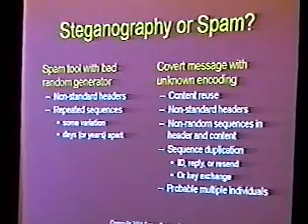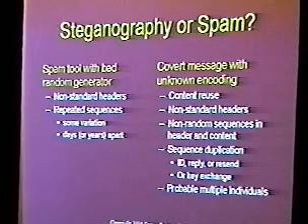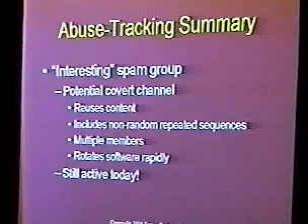The other thing is, we monitor multiple email addresses, and some email addresses receive email from this group, and then others, and then sometimes both, indicating multiple mailing lists. So there's probably multiple individuals involved. So to summarize the abuse tracking group, they're an interesting spam group. They're a potential covert channel because they reuse content, they include non-random repeated sequences, they appear to have multiple members, and they rotate their software rapidly. In other words, they stand out as being weird, but we don't know anything else about them. And unlike the Hangouters, this group is still active today.